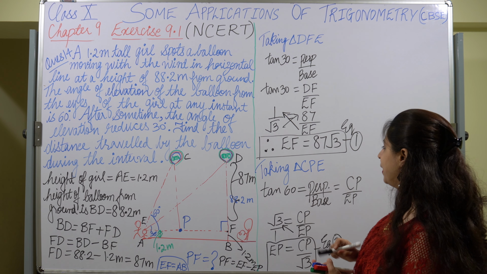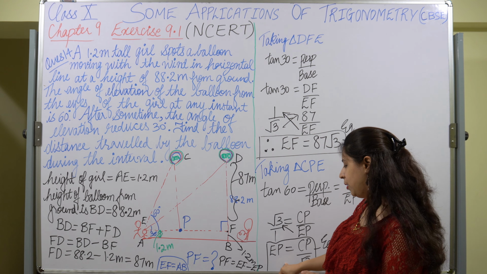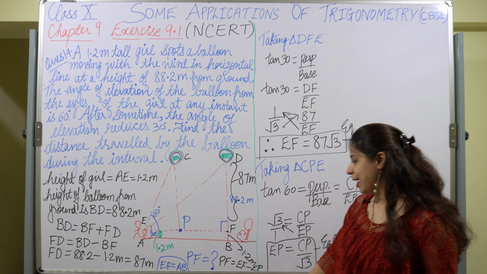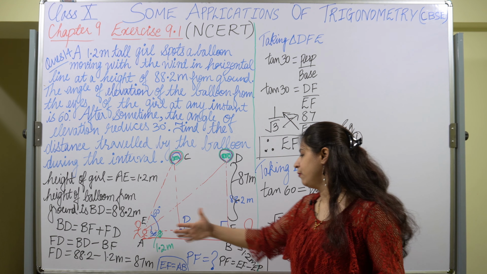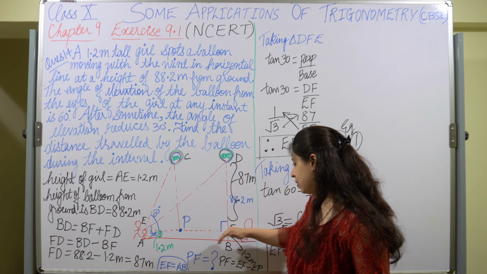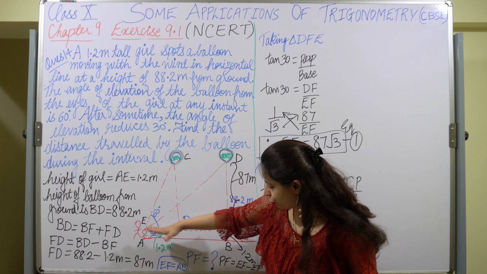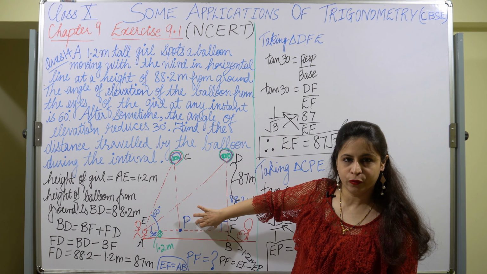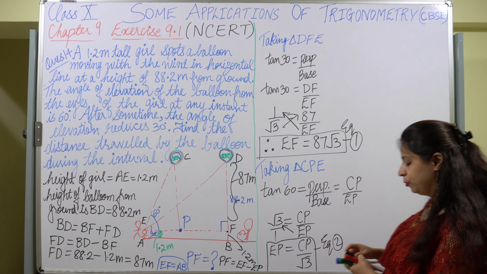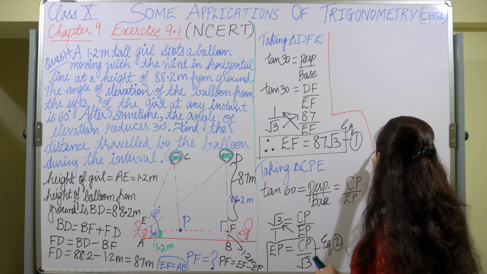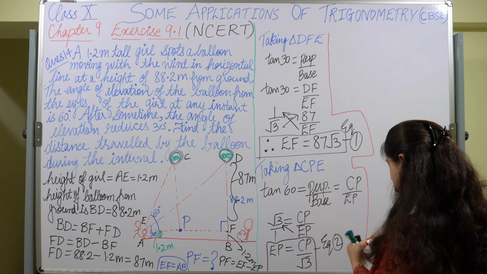So from 1 and 2 we have got the values of EF and EP. PF we need to find out. EF is the whole, and when I subtract EP from the whole, I'll be getting PF over here. Let us write it down and solve for the question.